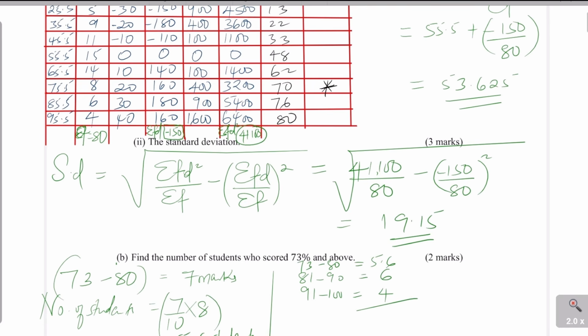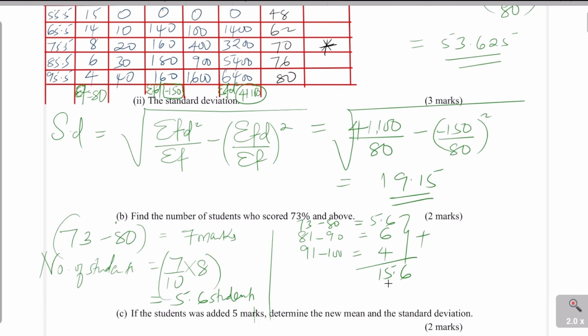So we get the total. We simply add these. So 5.6 plus this will give 15.6. And since here we're dealing with the number of students, we shall give this one approximately to 16 students. So this one is approximately 16 students who are able to score 73 and above.